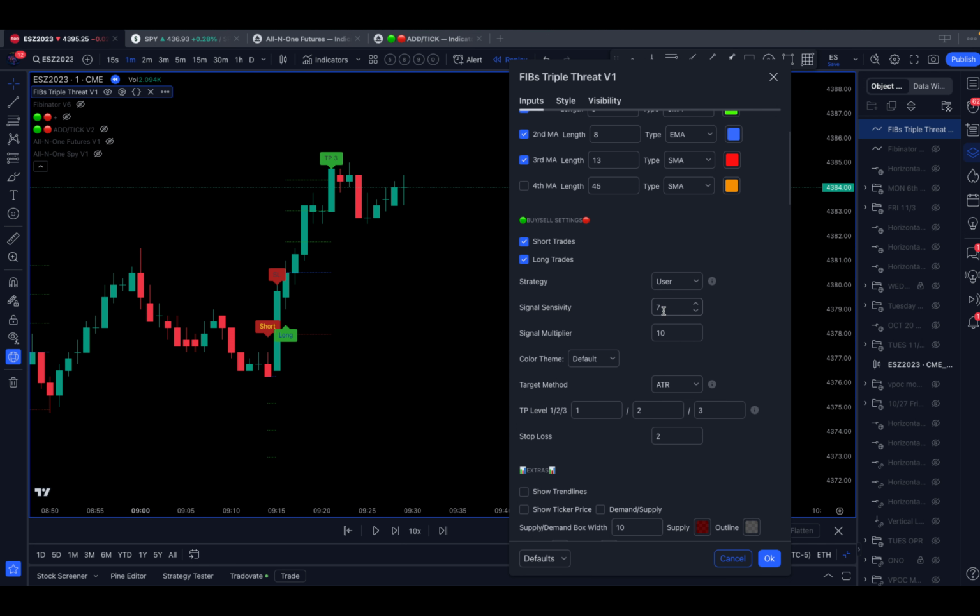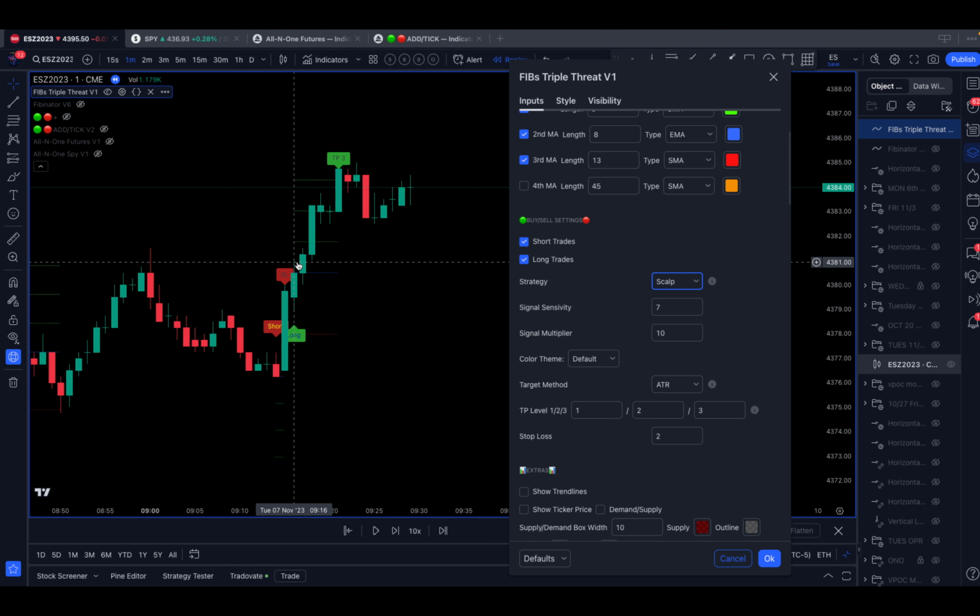And you can mess with these settings to decide which works. I kind of find the 7, 10 seems to be decent. It seems that I win more than I lose with it set at 7, 10. Now there's presets, so if you want to scalp, you could turn it to the scalping, and it will kind of show you, it'll preset.